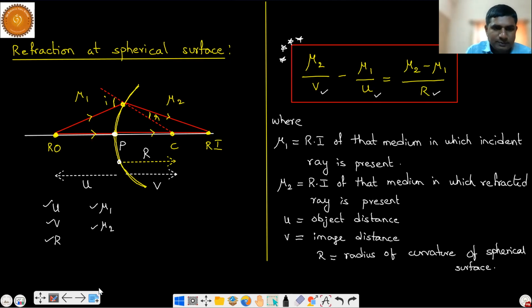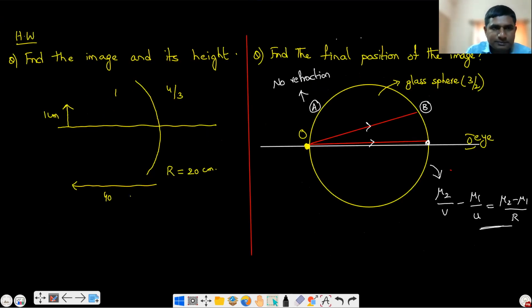Based on this formula, I think we have done one problem, and I gave two problems as homework. Have you all done? What is the answer for the first one? That is, find the image and its height, where r is 20 centimeters, object distance is 40 centimeters, object height is 1 centimeter. One medium is air, another medium is 4 by 3, which means water.